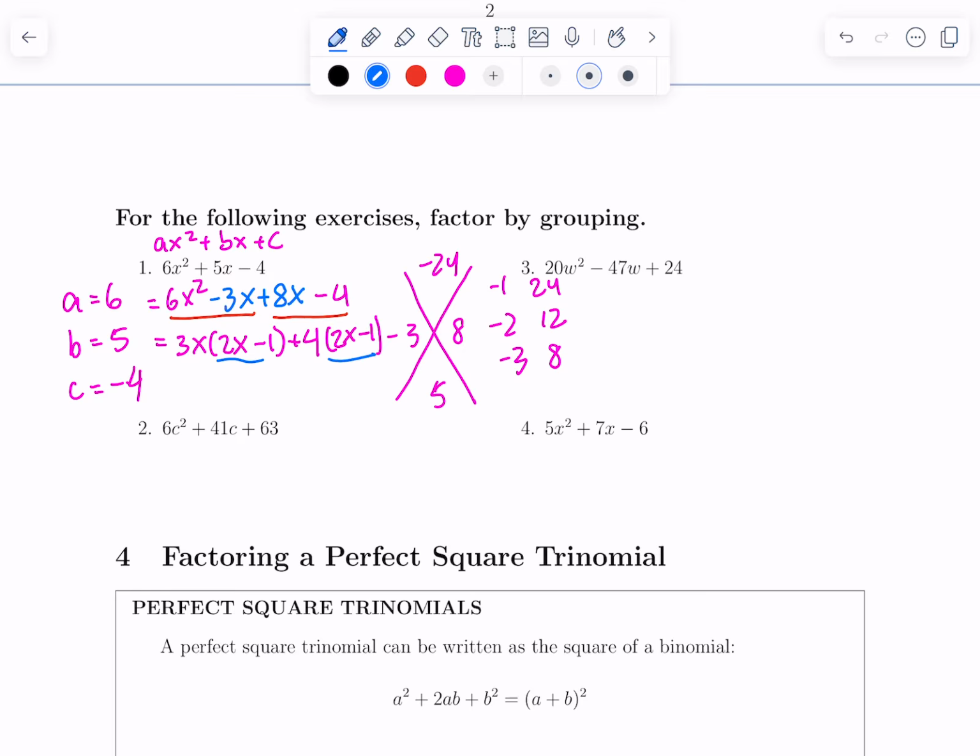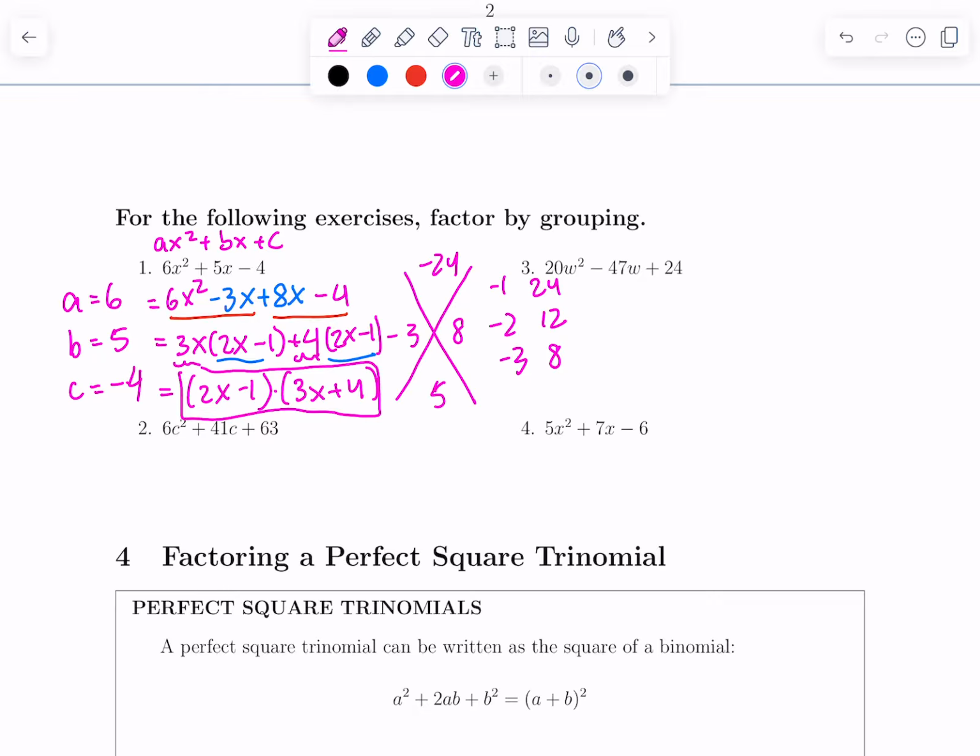See over here, I have another common factor again, so I can factor that out. So I got 2x minus 1. The rest over here, I can just add them up. So I'm going to multiply by 3x plus 4. And this is my answer.